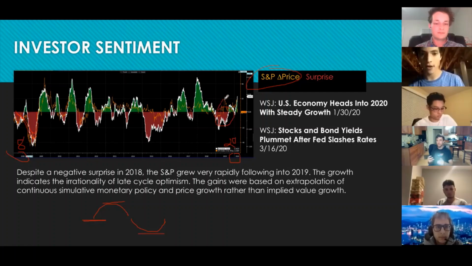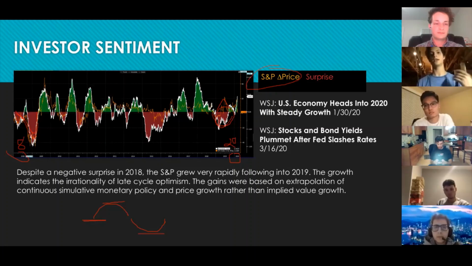Here, you notice going into 2019, the S&P 500 grew while the fundamentals, or the state of the economy, was actually worse than expected. Here you can see some irrationality, and this is typical of late in the business cycle. Remember I was saying how people get too optimistic, and even though their debts are increasing faster than their ability to pay them, they still invest because prices are rising so fast and they want to get rich quick.